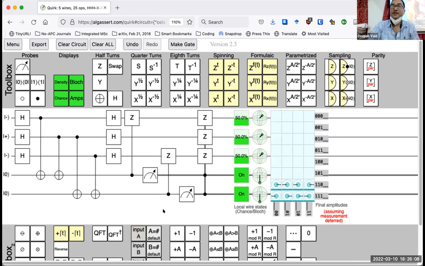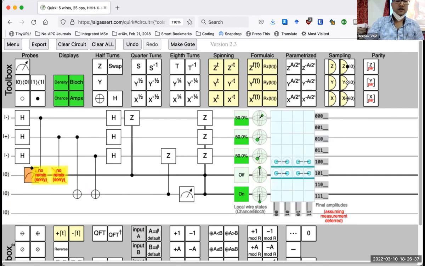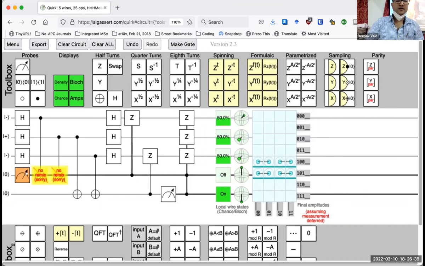Because if you move it to the beginning, then your C naughts will not have any effect. No? These are C naught gates. C naught gates are quantum operators. If you move your measurement to the beginning, then you will collapse these ancilla qubits. They'll become classical qubits. Let's see what happens. Does it work? It doesn't work.